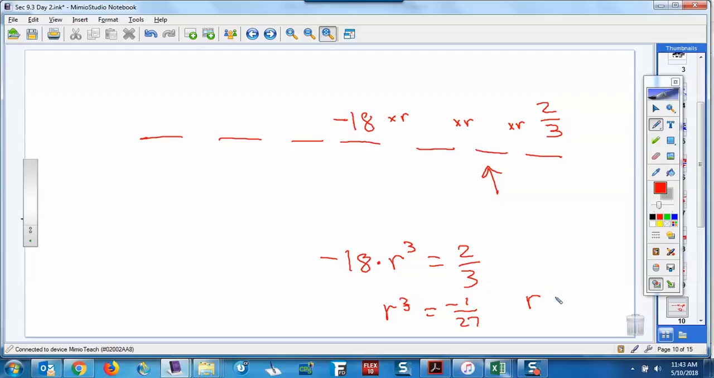So now let's cube root that. What is that? Negative 1/3. So now we know we're going to times by negative 1/3, times by negative 1/3, times by negative 1/3. So 18 times negative 1/3 is 6. 6 times negative 1/3 is negative 2. Negative 2 times negative 1/3 would be that. So our sixth term is negative 2. Make sense? Okay?